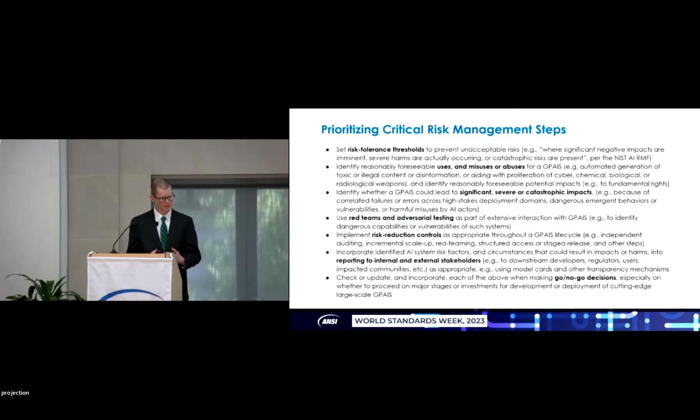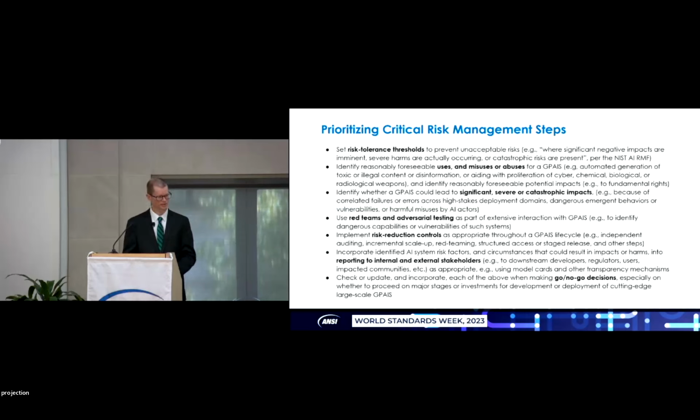What do we see as some of the critical risk management steps? Here are some of the critical steps from our list, and they're in the executive summary of our document. Setting risk tolerance thresholds to prevent unacceptable risks, per some guidance in the NIST AI RMF. Those can include where significant negative impacts are imminent, severe harms are actually occurring, or catastrophic risks are present.